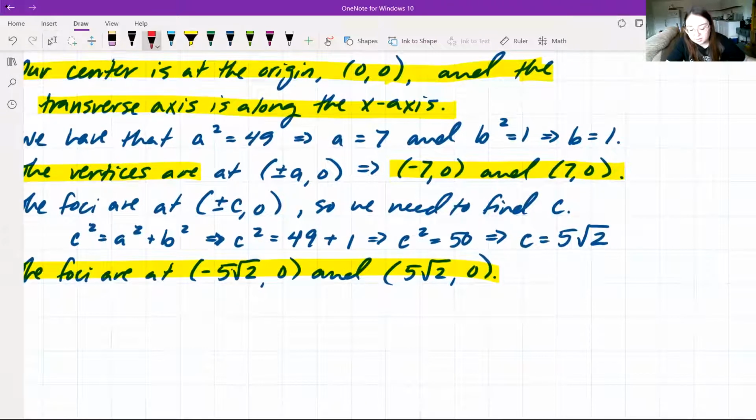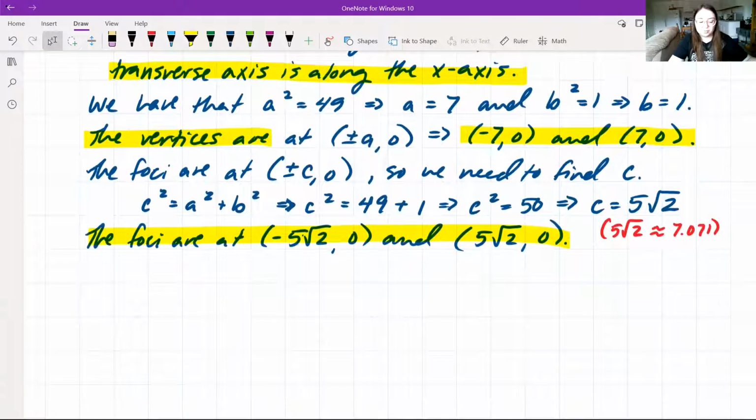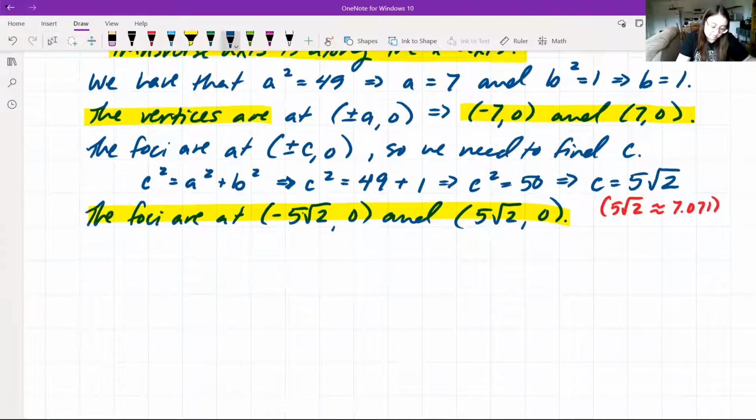A small side note, 5 times the square root of 2 is going to be equal to about 7.071. So just a side note. So we found our vertices, we found our foci, transverse axis, center. The last thing that we need to find is our asymptotes.